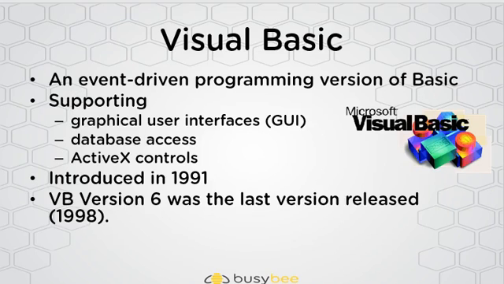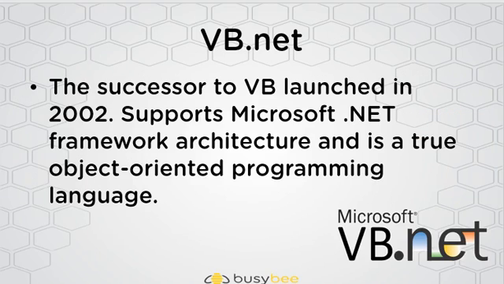Visual Basic is an event-driven program version of BASIC. It supported the Graphical User Interface, or GUI, database access, and ActiveX controls. Visual Basic was introduced in 1991. The last release of Visual Basic was version 6 in 1998. In 2002, VB.NET, the successor to Visual Basic, was launched. It supports the Microsoft .NET framework architecture and is a true object-oriented programming language.